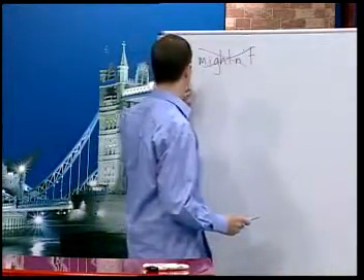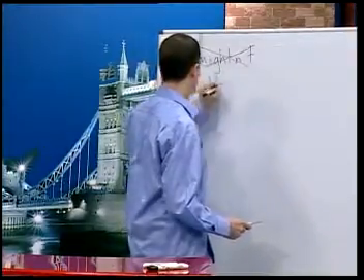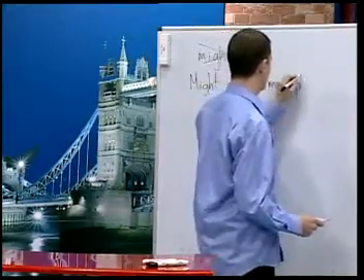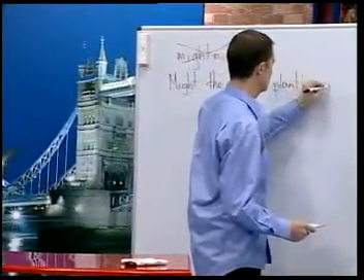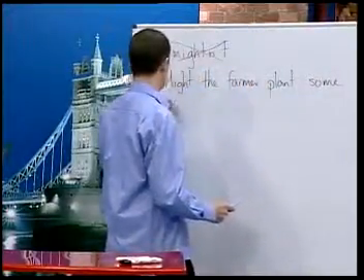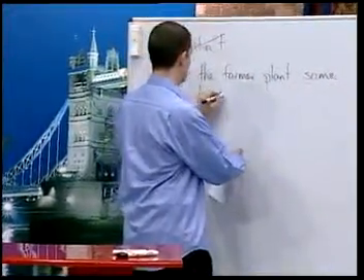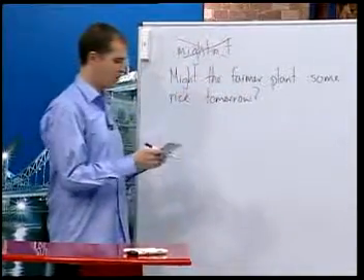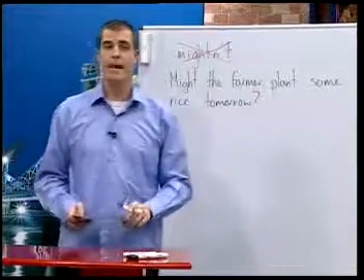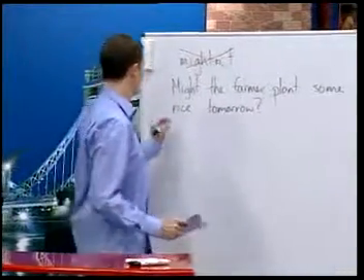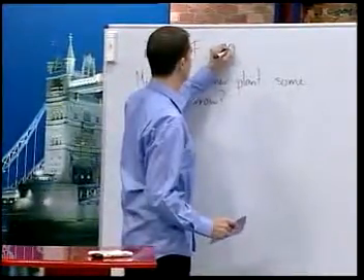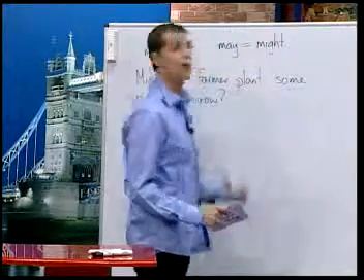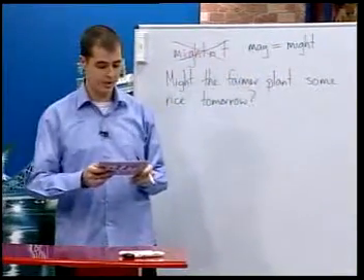We could say, might the farmer plant some rice tomorrow? Might the farmer plant some rice tomorrow? May can also be used instead of might. So we could say that may is the same as might for possibility.